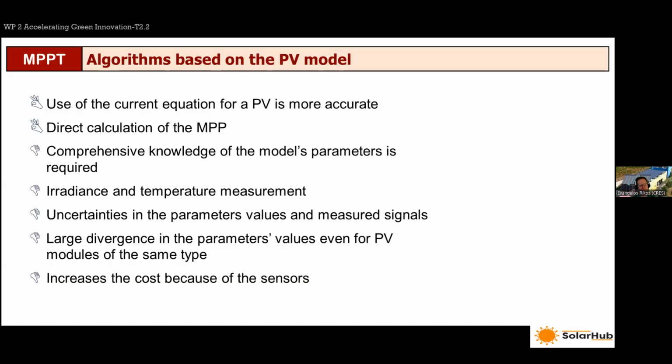And all these uncertainties in the parameters and the measured signals are a disadvantage in the methodology, and they could lead to large divergence in the parameter values, even for photovoltaic modules of the same type. Plus it increases the cost because you need some sensors to measure the radiance and temperature.